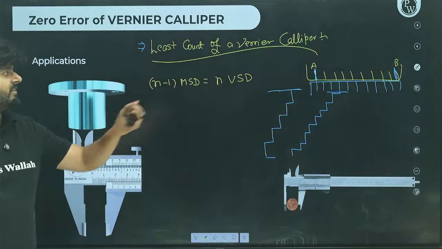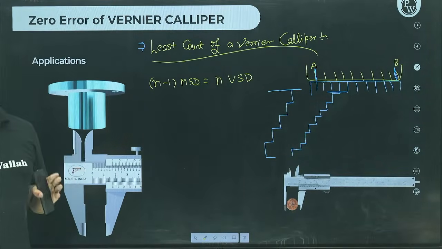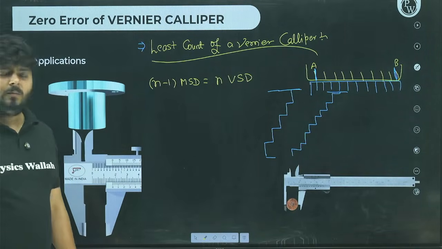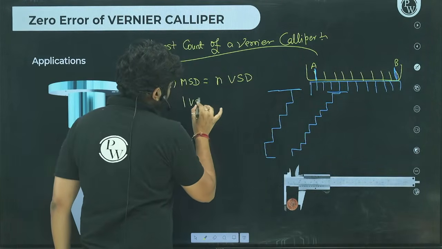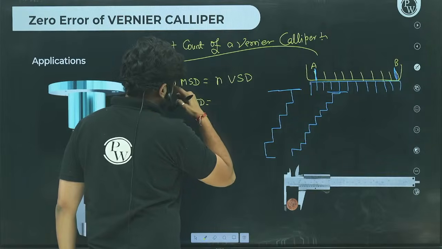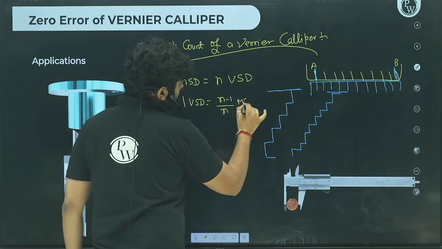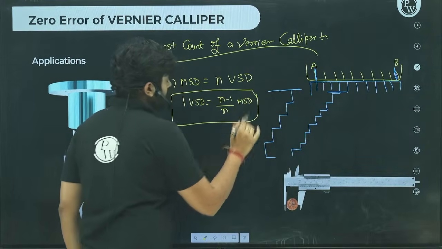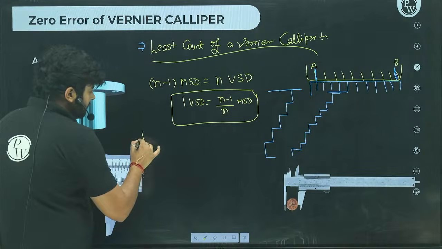So this is how you have designed it, that n minus 1 main scale divisions are coinciding with n Vernier scale divisions. So clearly we can say, how big is one Vernier scale division? We can say one Vernier scale division is n minus 1 upon n main scale divisions, right? Okay. All right. So what is the least count?